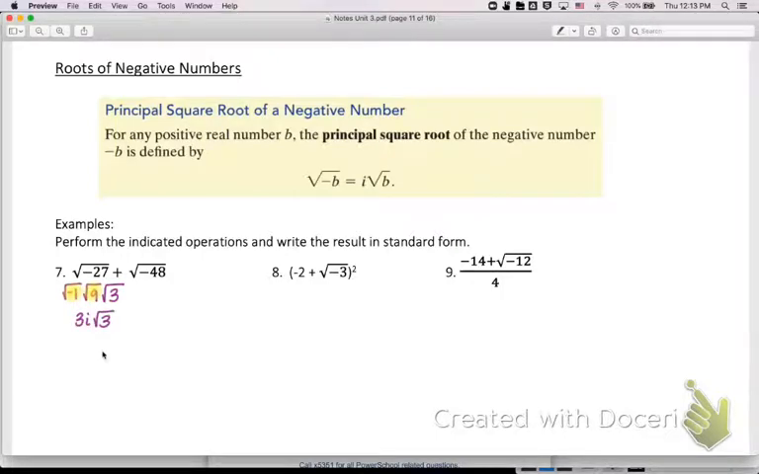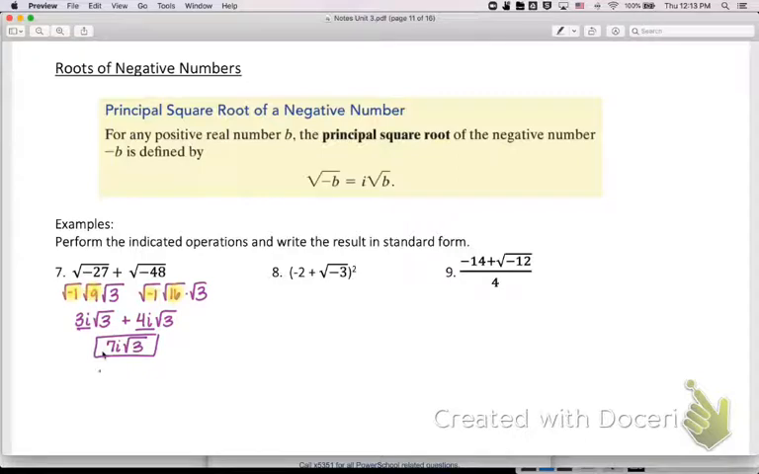We want to do the same thing with negative 48. We know that we have a negative 1, and then 48 is going to be 16 times 3, square root of 16 times square root of 3. This can be an i. This simplifies to 4, and so we're left with plus 4i root 3. Now these are like radicals. They're both a square root of 3, so that means we can combine their coefficients, and we get 7i root 3, and that is your final answer.